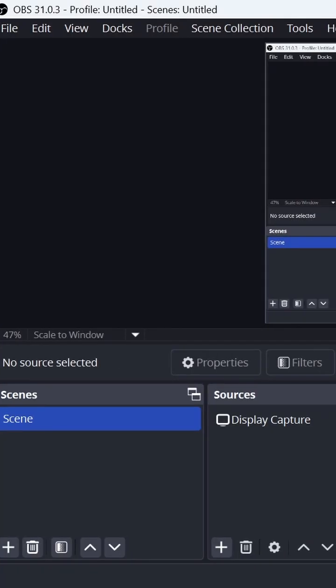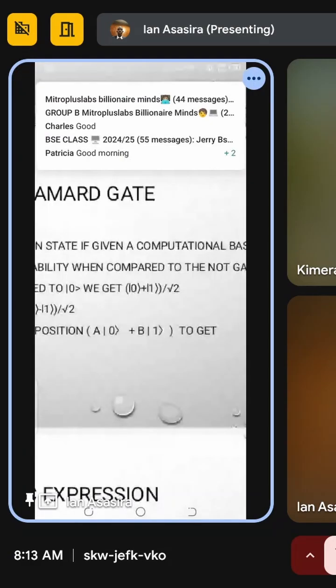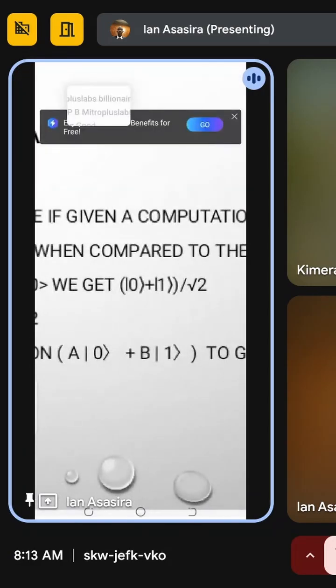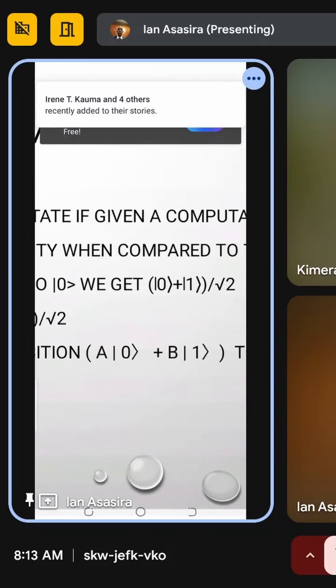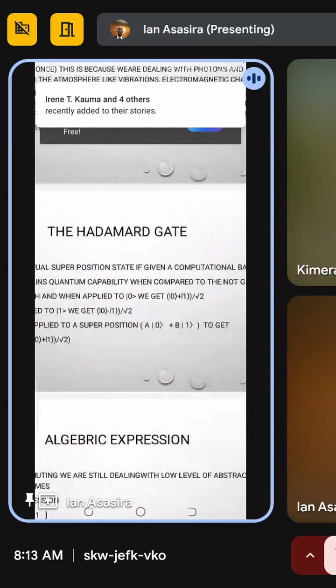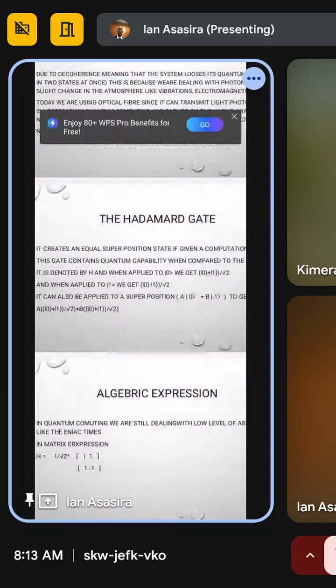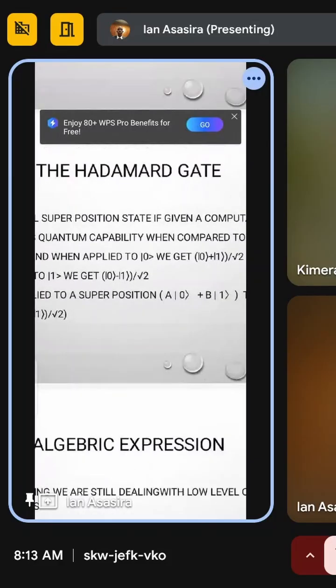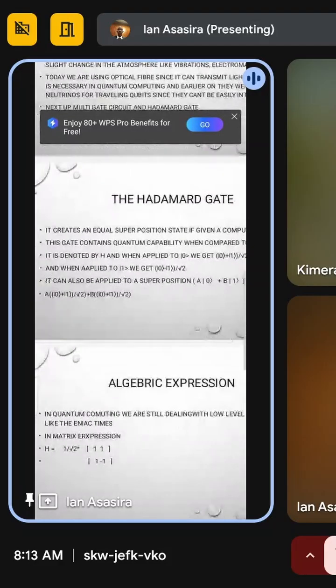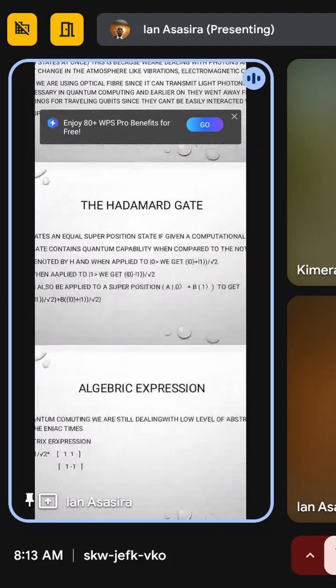So it's denoted by capital H, and it turns the state 0 into this state, with this equation. Then when we apply it to 1, we get the same equation, but with a minus sign. Those are just basis states, but it can also be applied to a superposition.